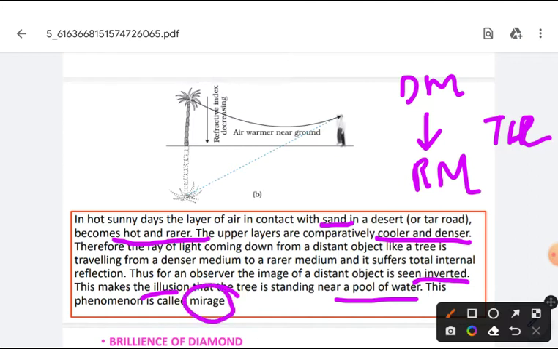The lower side is hot and the upper side is cooler and denser. Here total internal reflection takes place, so that a person standing far away thinks that the tree is near a pond, and this phenomenon is called mirage.